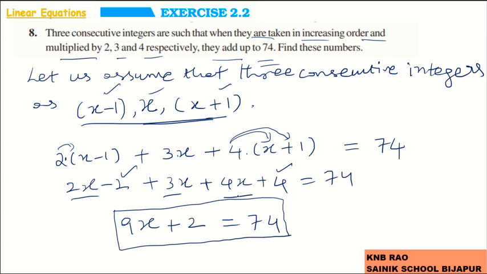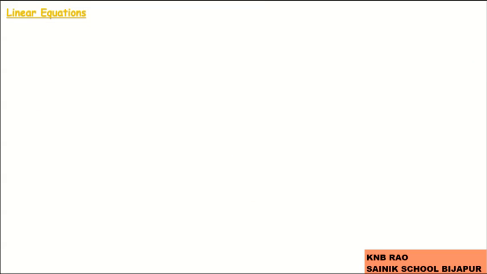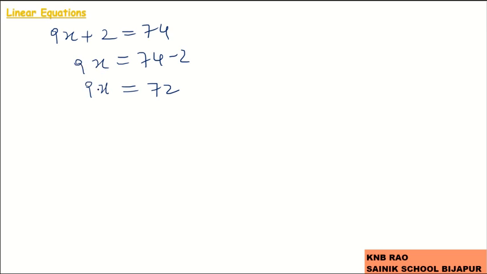Now we shall solve this. 9x plus 2 equals 74. This 2 addend comes to this side and becomes a subtrahend, giving you 72 on the right hand side, and 9x on the left hand side remains as it is. Now this 9 comes to the right hand side and becomes the divisor, as on the left hand side it is a multiplicand. So now the x value is 8.